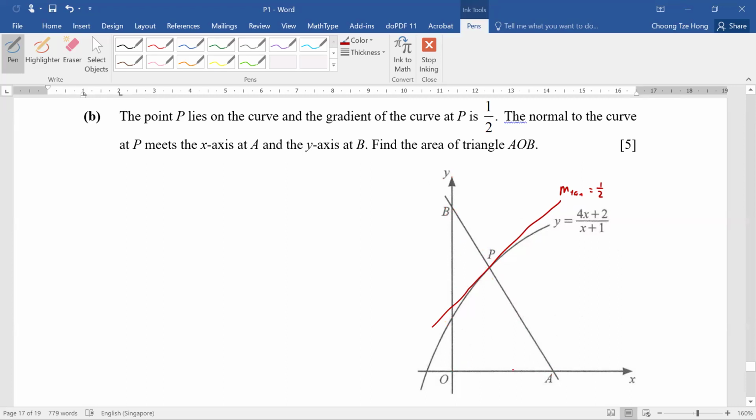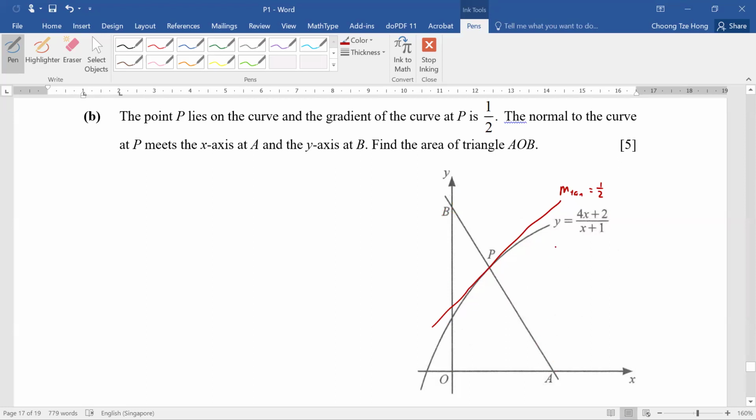And to find the length OA and OB, we will actually need to know the coordinates of B first, right? Okay, so our objective now will be to find the coordinates of B as well as A, and then we should be able to find the area of the triangle quite easily.